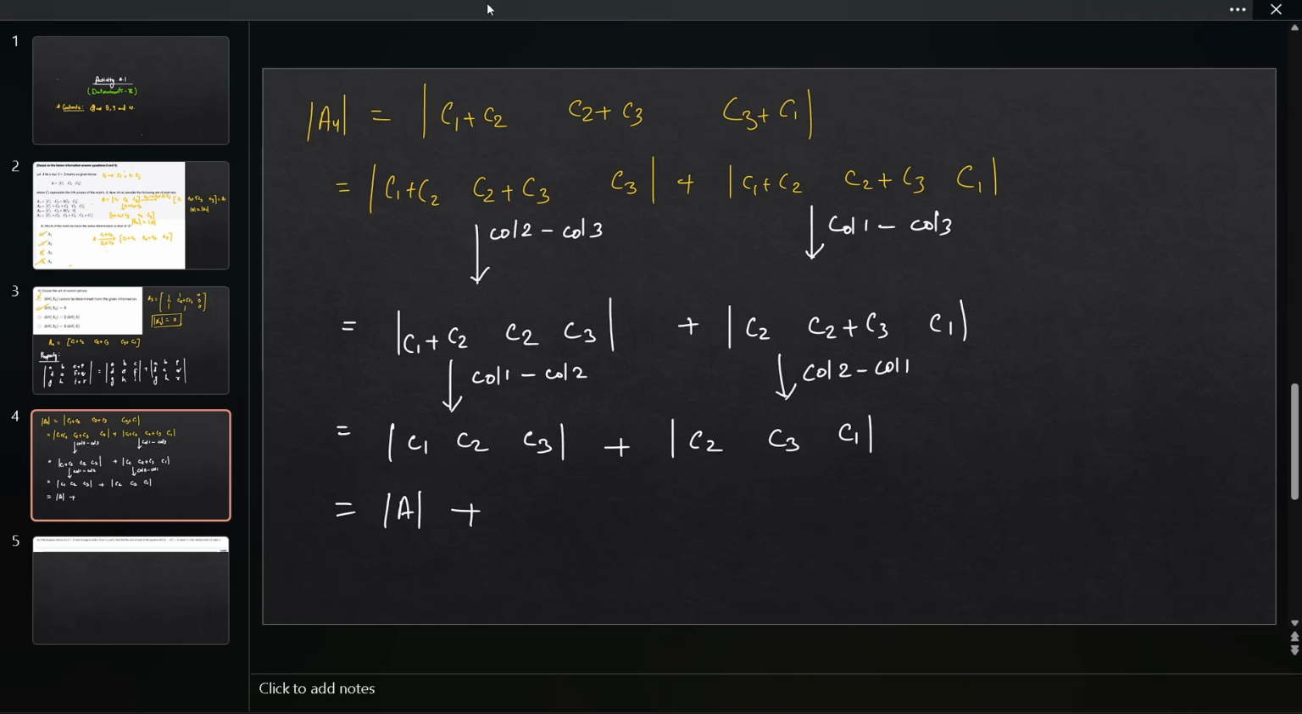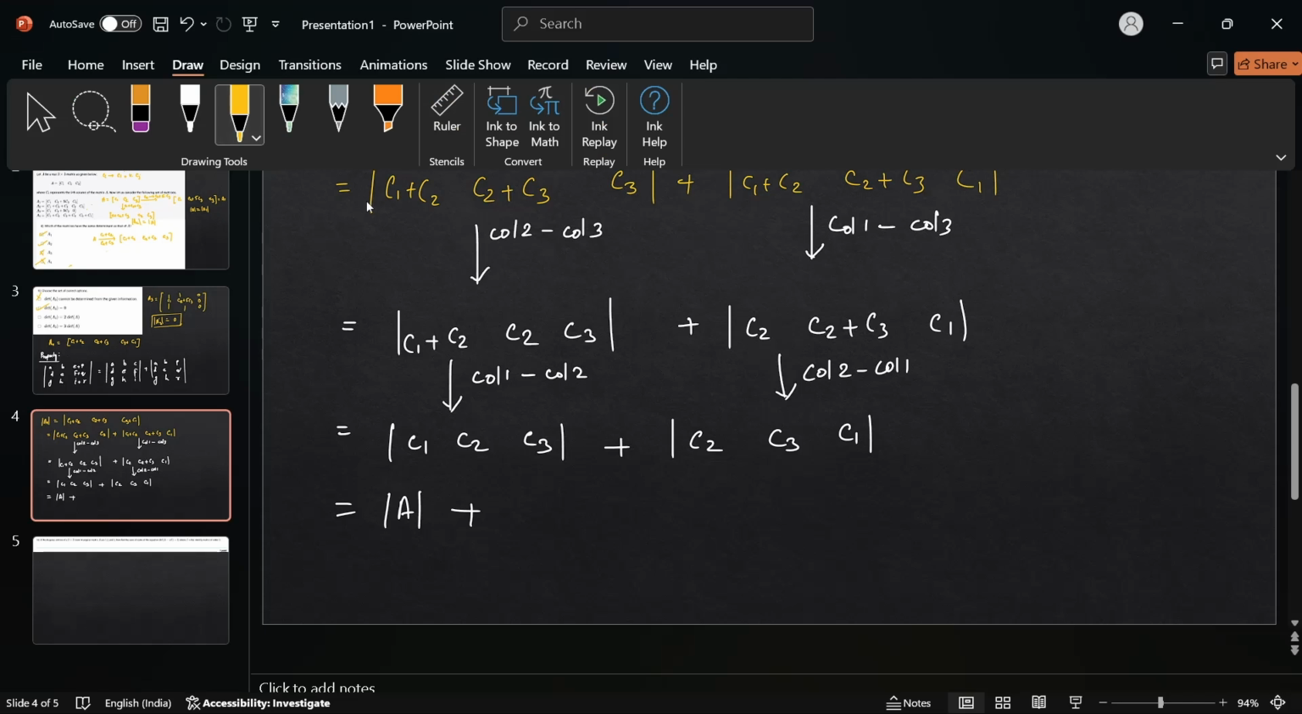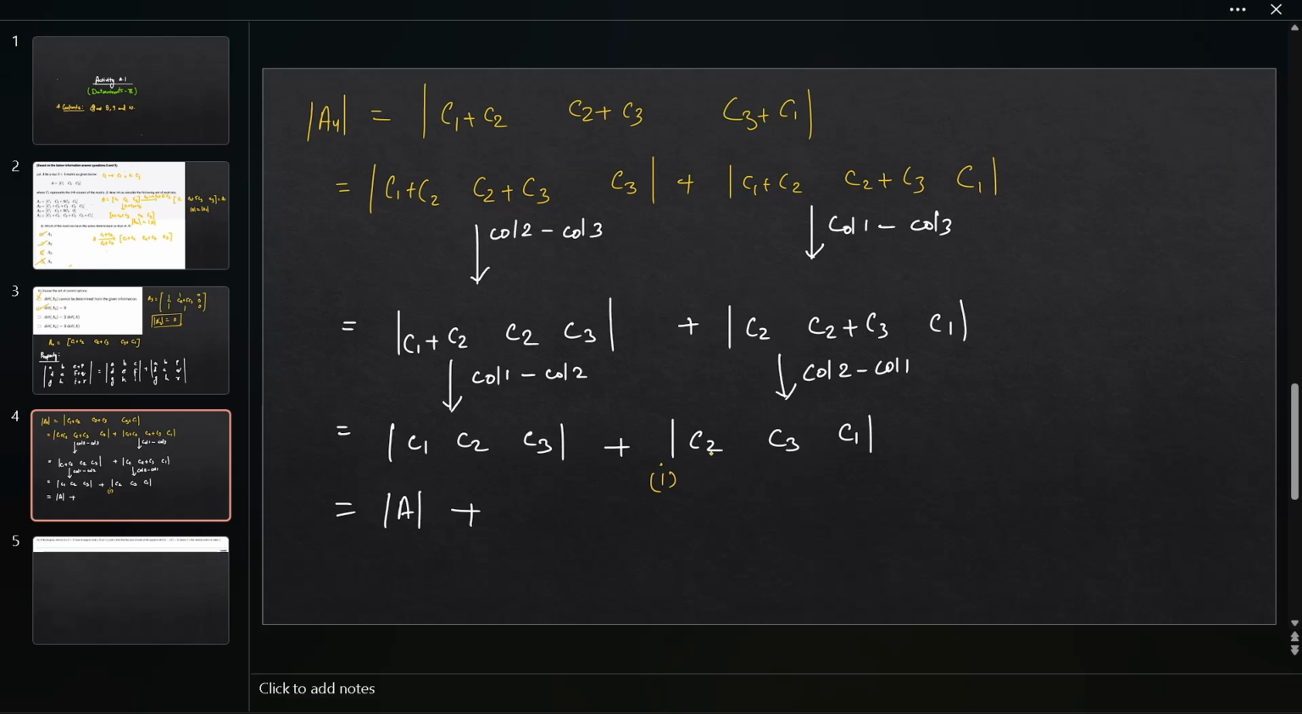So here what we will do is we will apply column exchange. First we will exchange column 1 with column 3. So when we do this, what will we get? We will get a matrix like this where we have C1 over here, C3 over here, and C2 over here. And then column 2 gets exchanged with column 3. So that would result in C1, C2, and C3.